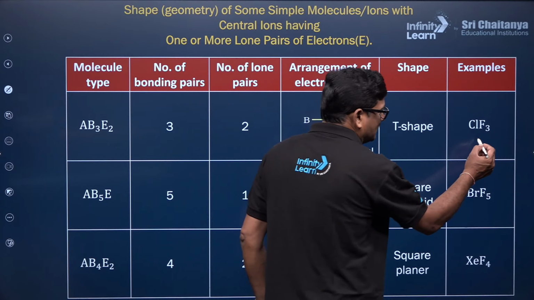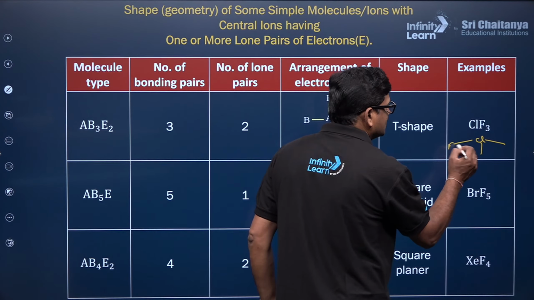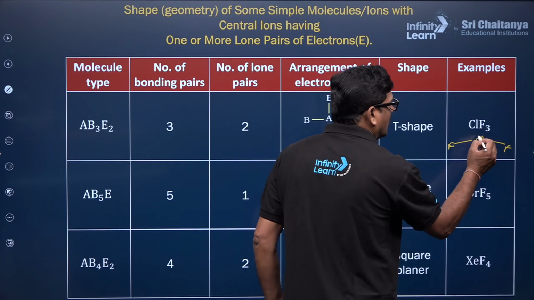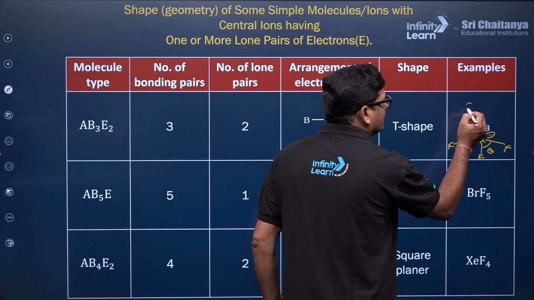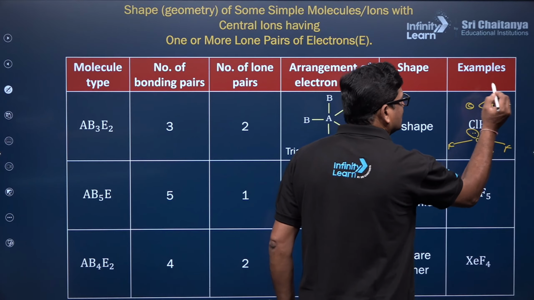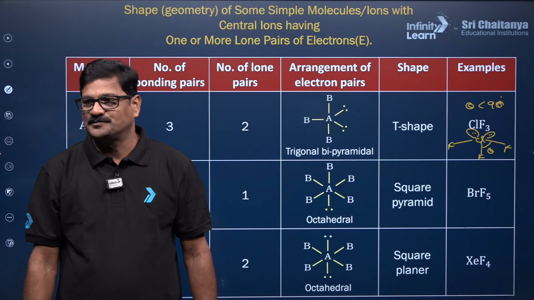You can see Cl, and it is F, and it is F, and 2 lone pairs are there. So the theta is going to be less than 90, mind it. That is very, very important. Fine.